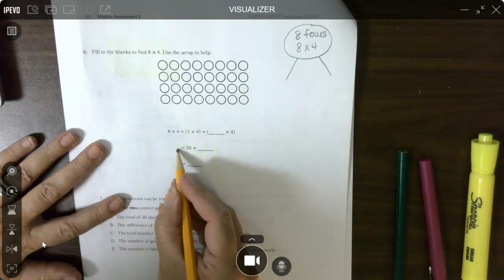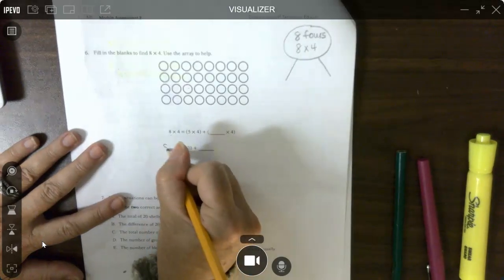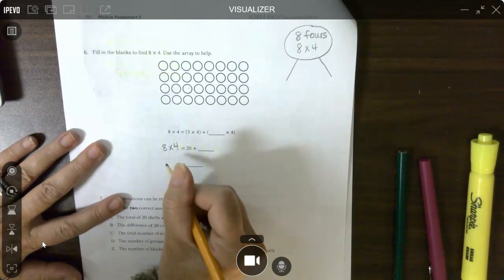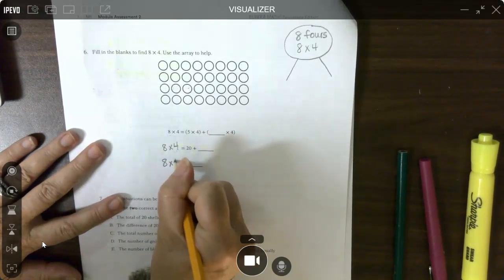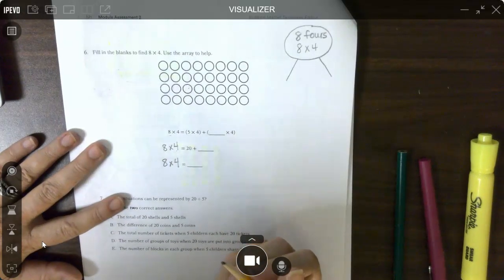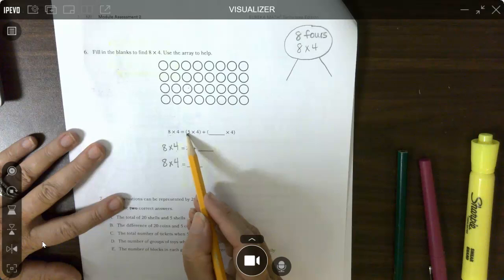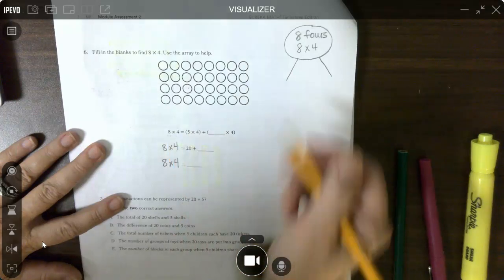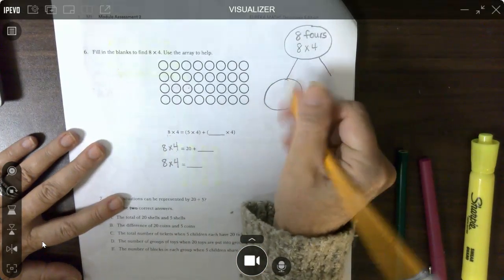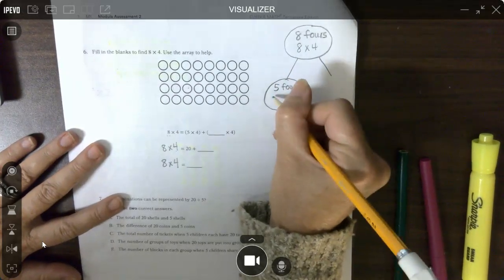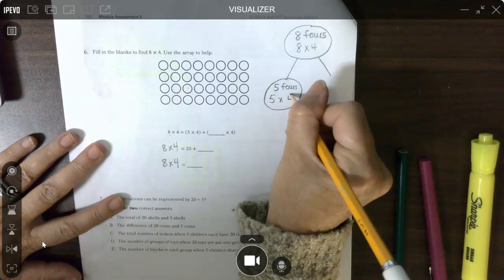What they did not include, and I would encourage your child to go ahead and write, is I'm still trying to solve 8 times 4. The first thing they do is they're going to break apart 8 rows of 4 into 5 4s, or 5 times 4.